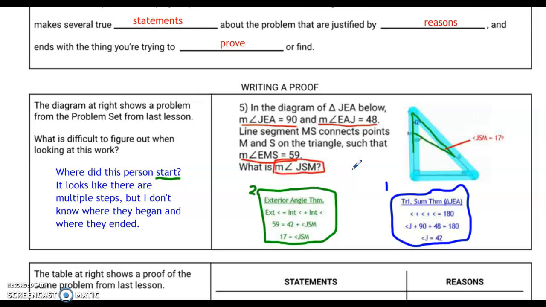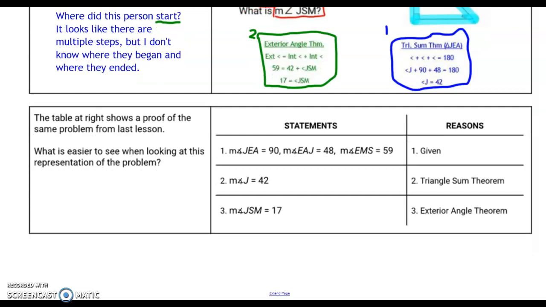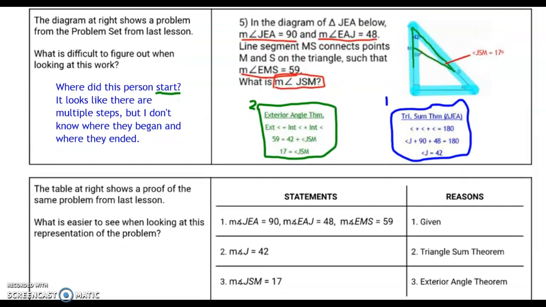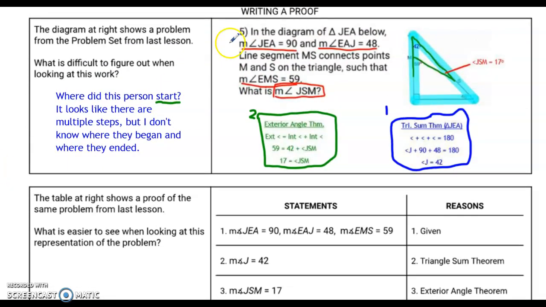However, the method that I'm going to show you today is called writing a geometric or mathematical proof. A proof actually shows you step by step how the person did what they said they were going to do. In this proof, I'm looking at the first step, which says JEA is equal to 90, EAJ is equal to 48, and EMS is equal to 59. All of these angles were given to me at the beginning of the problem. We have this angle that's given to us here. It tells us right away in the problem. Angle 48 is given to us here, and angle 59, or angle EMS is equal to 59, I should say, is given to us here.